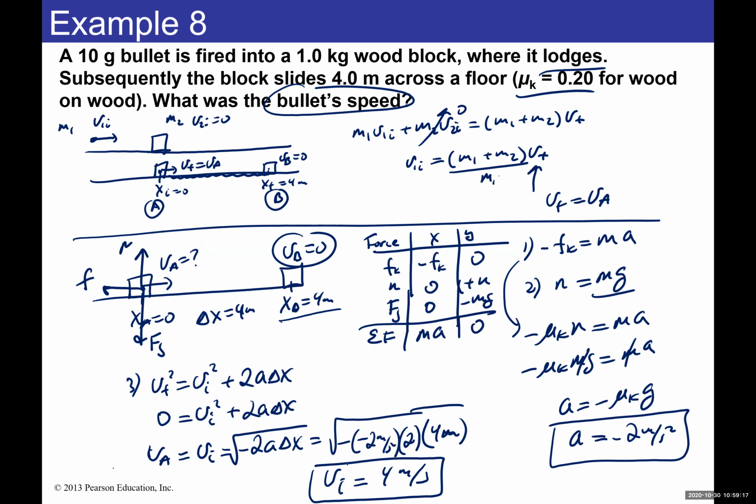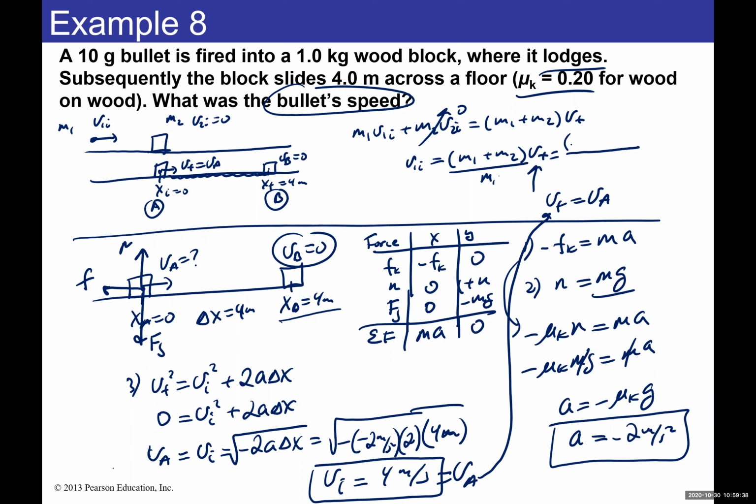That means the collision produces a block-and-bullet velocity of 4 meters per second after the collision, right? That means my V initial, which is then my VA, which is then V final after the collision. Then I can come back and use this to solve for that.